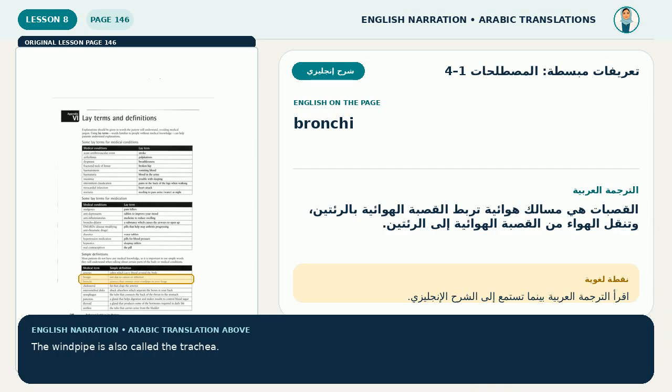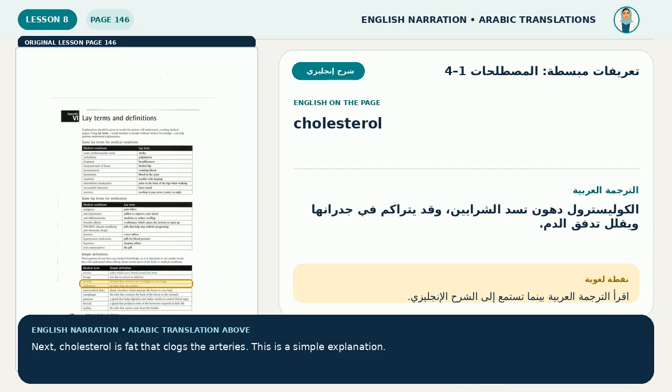The windpipe is also called the trachea. The bronchi are passages that carry air from the windpipe into the lungs. Next, cholesterol is fat that clogs the arteries. This is a simple explanation. More exactly, too much cholesterol can build up in artery walls and reduce blood flow. Read the Arabic translation of each complete definition on screen. These 4 entries show how a technical body word can be explained clearly in everyday English.